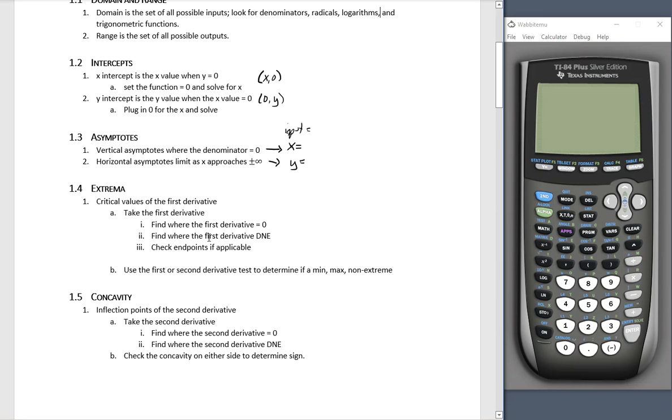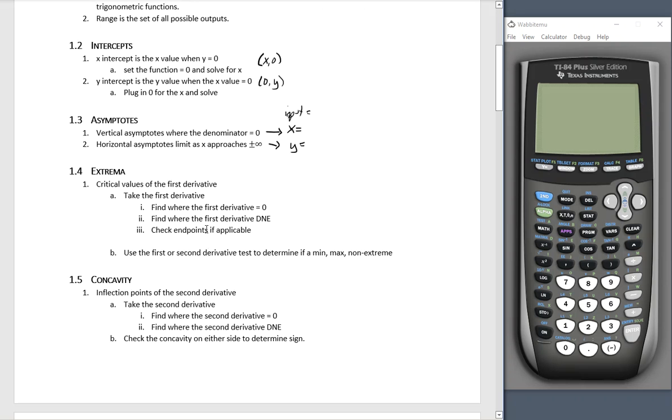To find the extrema, we find the critical values of the first derivative. So we take the first derivative, find where it's 0, find where the derivative does not exist, and check some endpoints if they are involved, right? If we have an interval. And then we can use the first or second derivative test to determine if it's a minimum, a maximum, or a non-extrema. Then we move on to the second derivative.